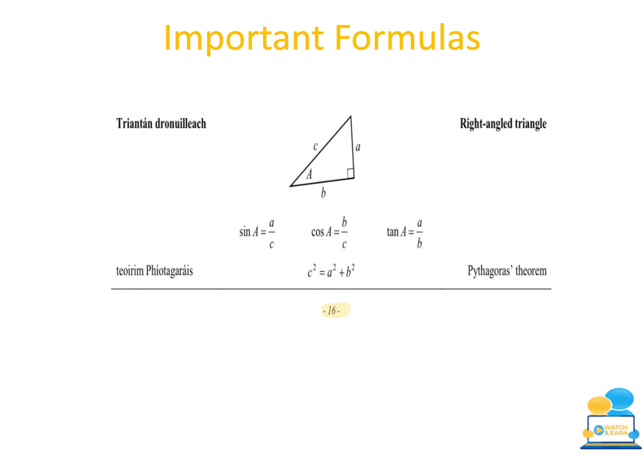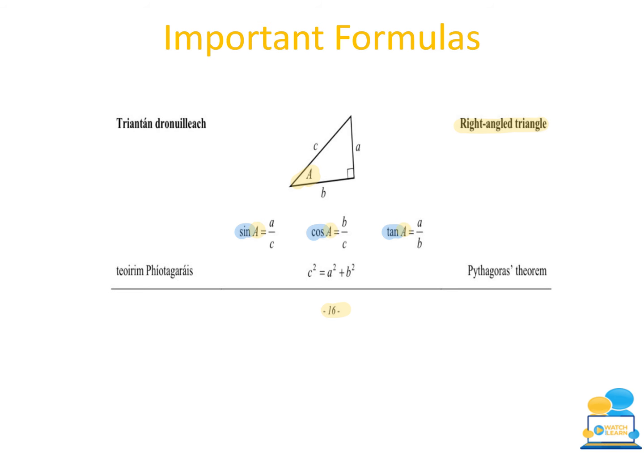These formulas are only relevant if we are working with a right-angled triangle. So to use these formulas, we must know that there is a right angle in the triangle that we are working with. Our first formulas are our trig ratios, sine, cos, and tan. Our trig ratios are working with the angle A in our diagram, and that is why we have sine A, cos A, and tan A.